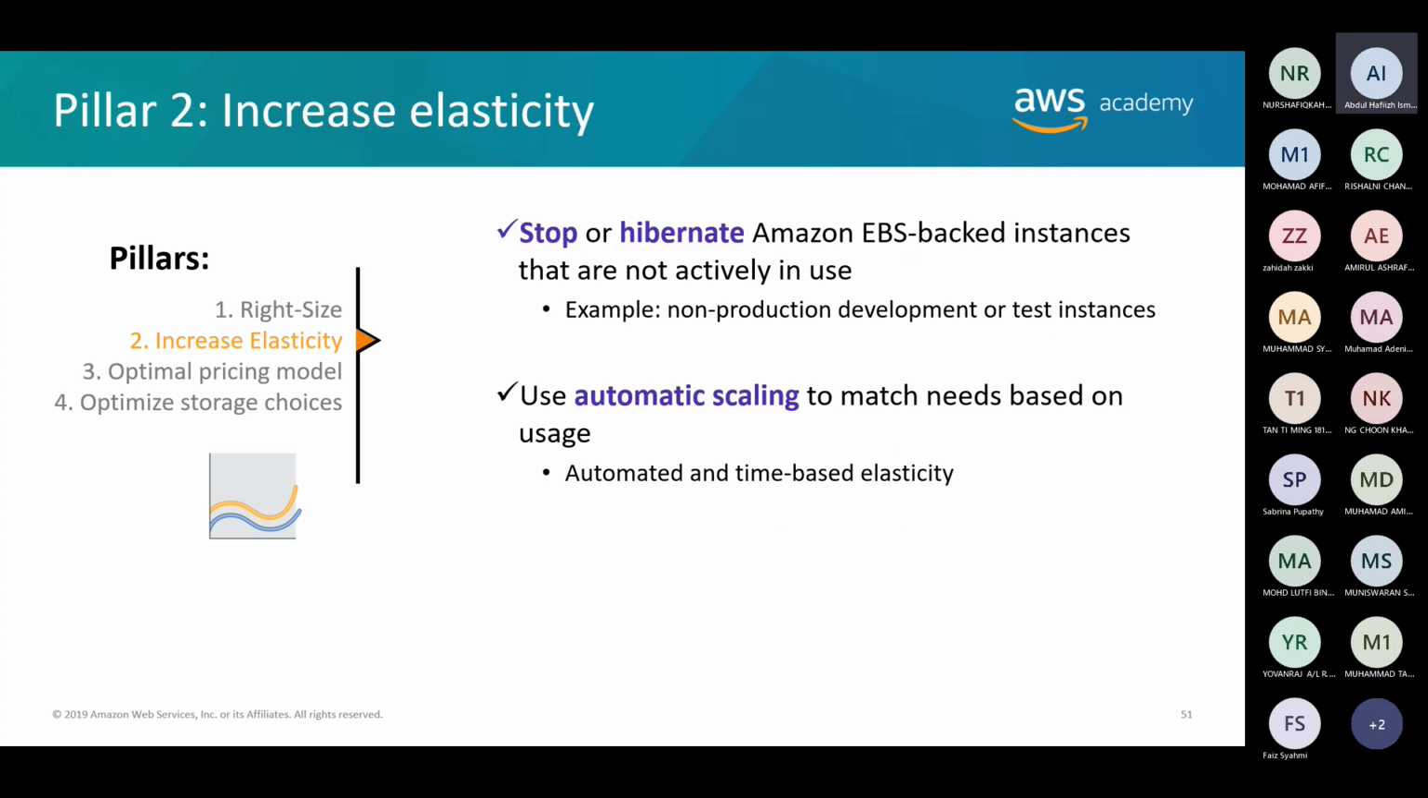And we stop or hibernate Amazon EBS-backed instances that are not actively in use, such as non-production, development or test instances. So the instances we use for non-production, because in IT or in software, we say there are two. For an application, there will be two: one production-based deployment, and one they call non-production or development.